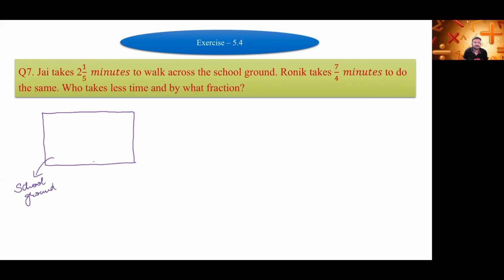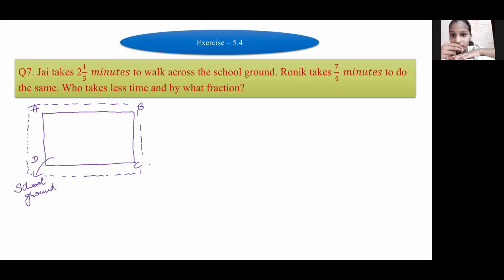School ground. This is your school ground. Okay. From point A we start. Point A, B, C, D. So Jay इधर से start करता है. He moves like this across the school ground, in this direction. Then he goes to point D. And finally, again, he comes to point A. For this, he takes a time of 1 by 5 minutes.